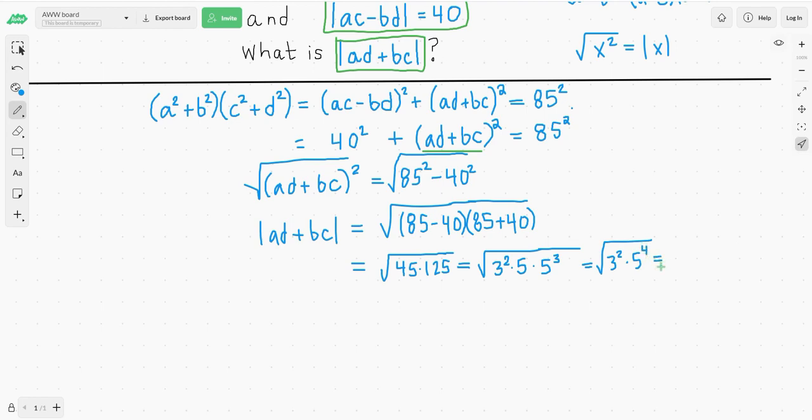Or in other words, this is 3. The square root of 3 squared is 3. The square root of 5 to the fourth is 5 squared. And so we multiplied these two together. 3 times 5 squared is 3 times 25, which is 75.